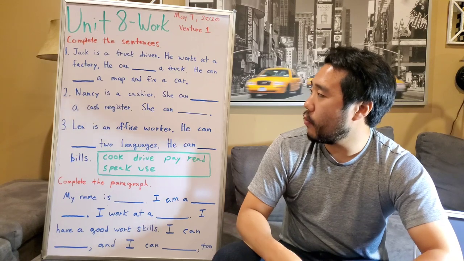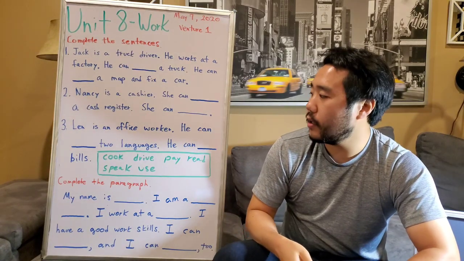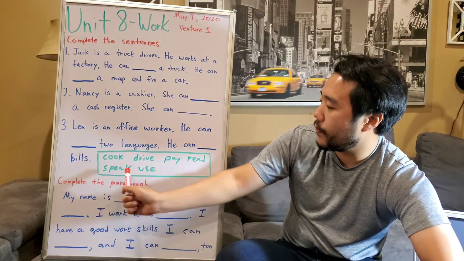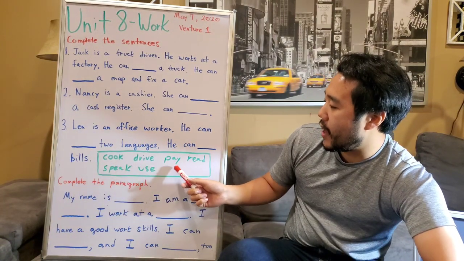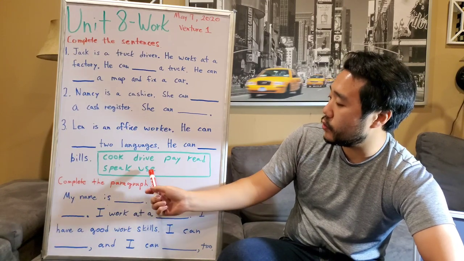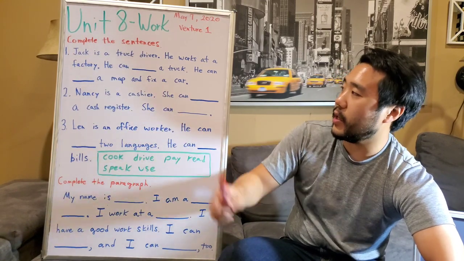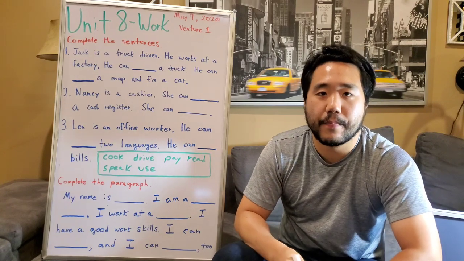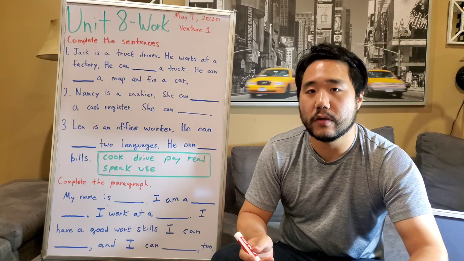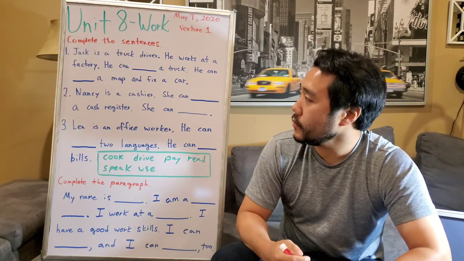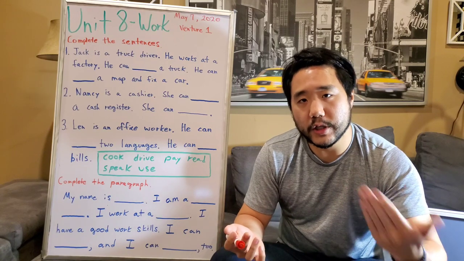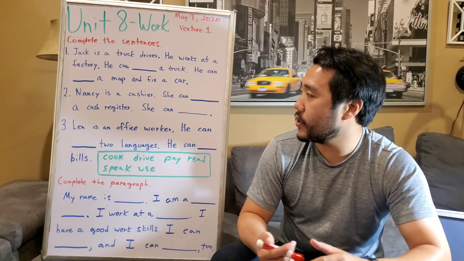So I want you to pause the video and use the word box here. We have the words cook, drive, pay, read, speak, and use. Use them to fill in the blanks and complete the sentences. Once you're done, resume the video and I'll be going over it with you together. So, assuming that you're done, I'm going to go over this.